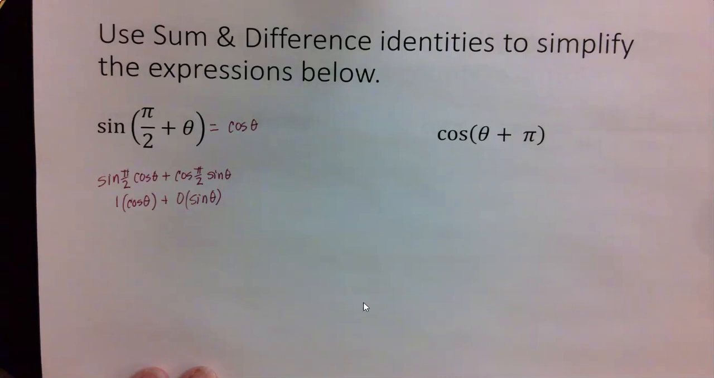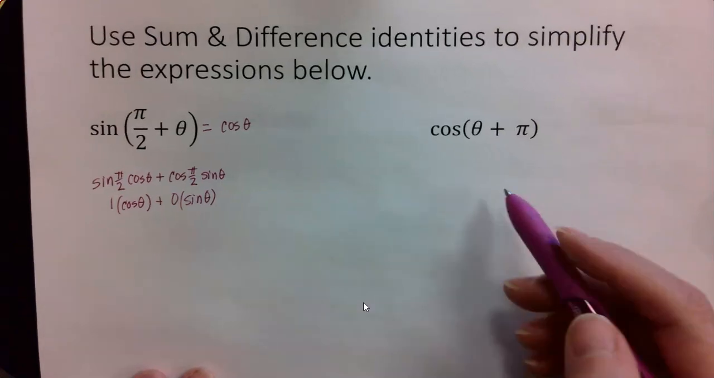Okay? So what's that saying? That's saying that if we had pi over 6 and we added pi over 2 to it, it would equal the cosine of pi over 6. And it does. It's crazy.